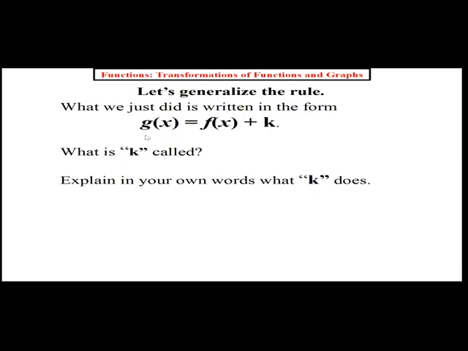Why is it called g of x? Because we can no longer write it as f of x, because now it's being transformed. The new transformation will be in g of x form. So g of x equals f of x plus k. What is k known as? A parameter, and it moves the function up if it's positive or down if it's negative.